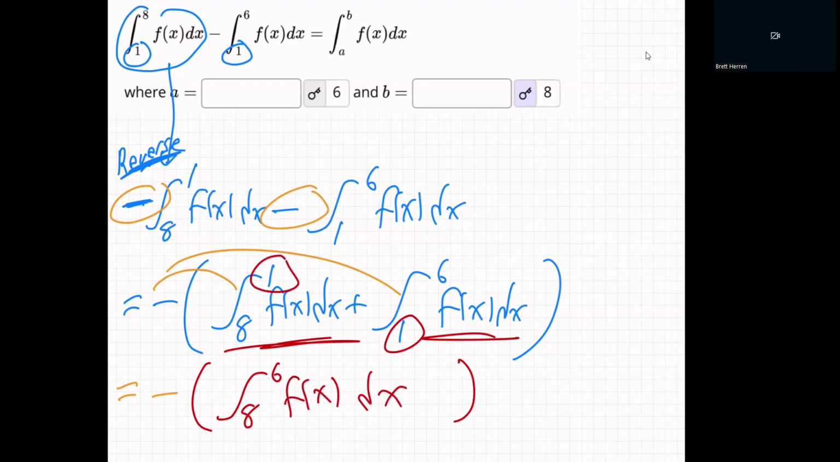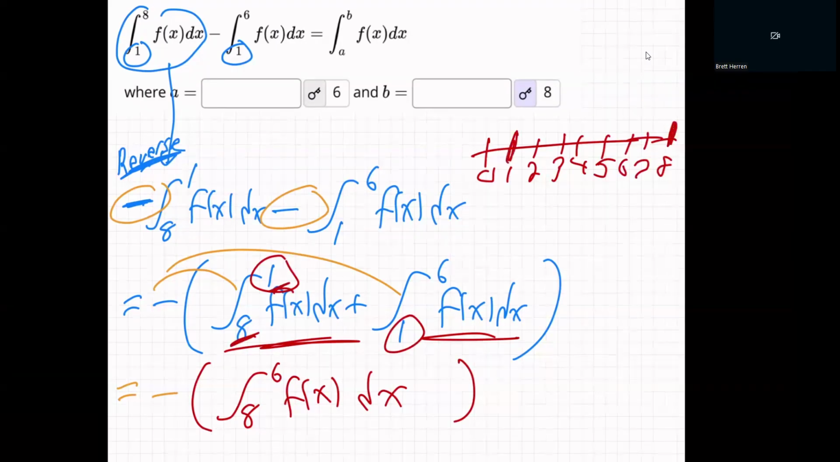Because think about the x-axis. If you have some kind of function, here's 0, 1, 2, 3, 4, 5, 6, 7, 8, and you're going from 8 to 1. I know it's backwards, but don't worry about that. We'll get that in a minute. You go from 8 to 1, then you go from 1 to 6. What did you really do? You really went from 8 to 6. That makes sense. I went 8 to 1, 1 to 6, so they really went 8 to 6, okay?